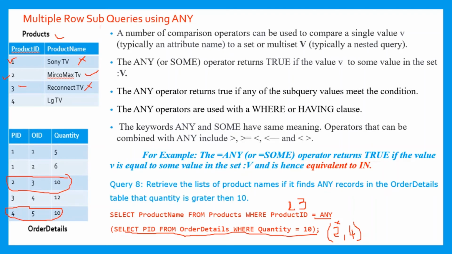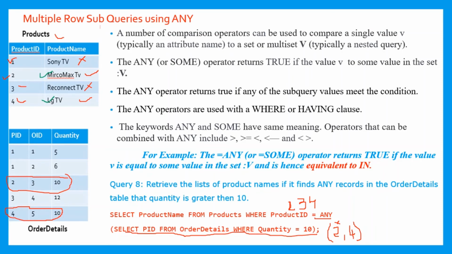Next, product ID 4. The product ID 4 is compared with the innermost query result. 4 with a 2, no. 4 with a 4, yes, it is true. So this row has been selected. At the end, I will get a result as Micromax TV and LG TV, which were purchased with quantity equal to 10. This is an example of ANY with the equal operator. ANY with the equal operator performs a similar operation as the IN operator.